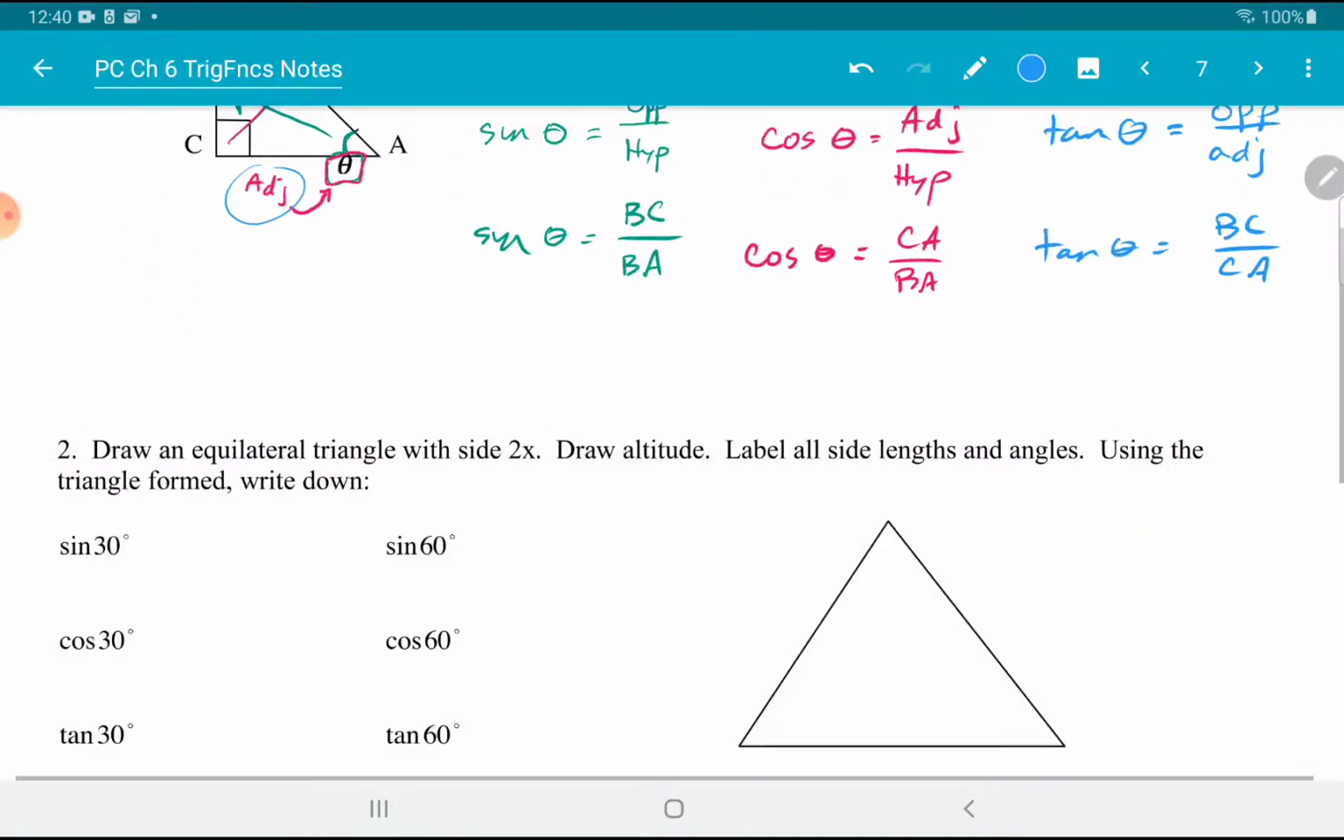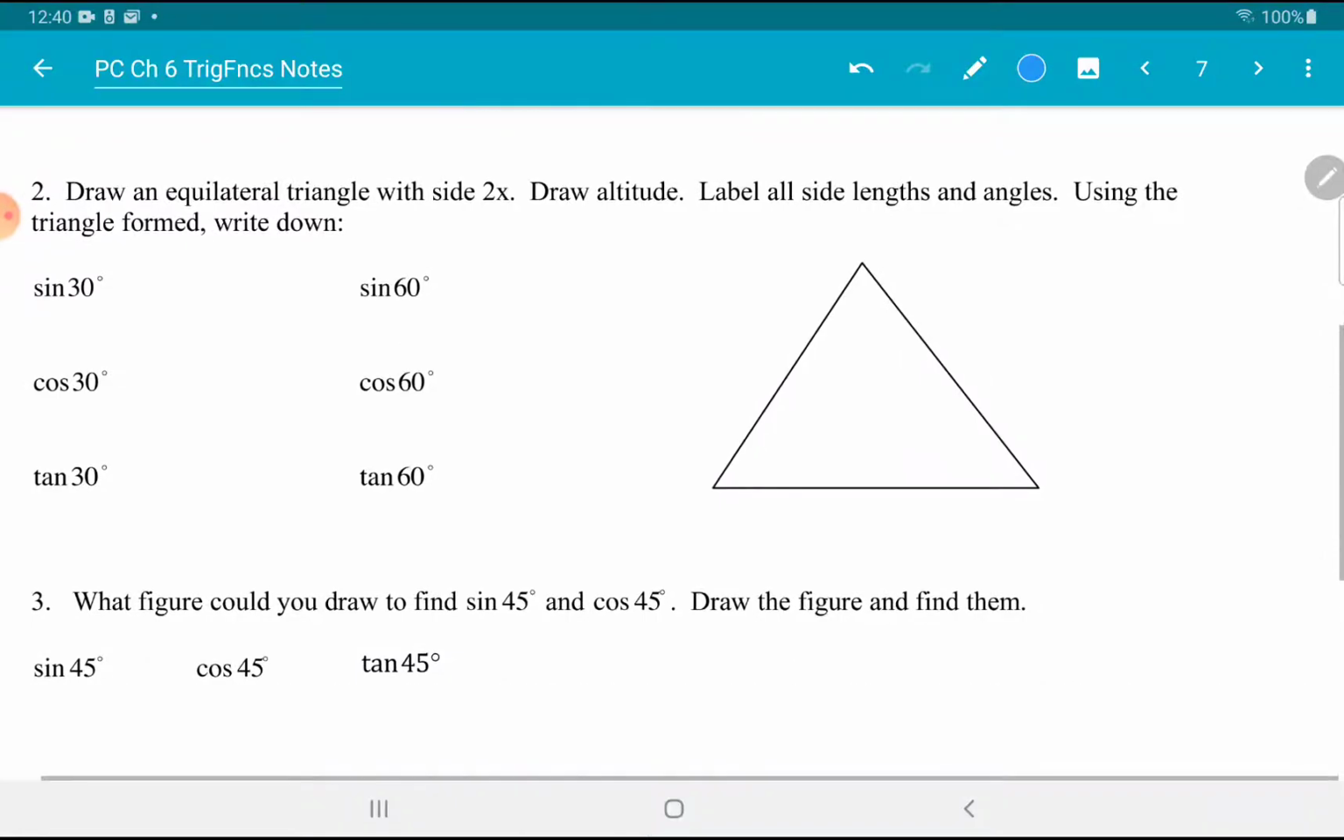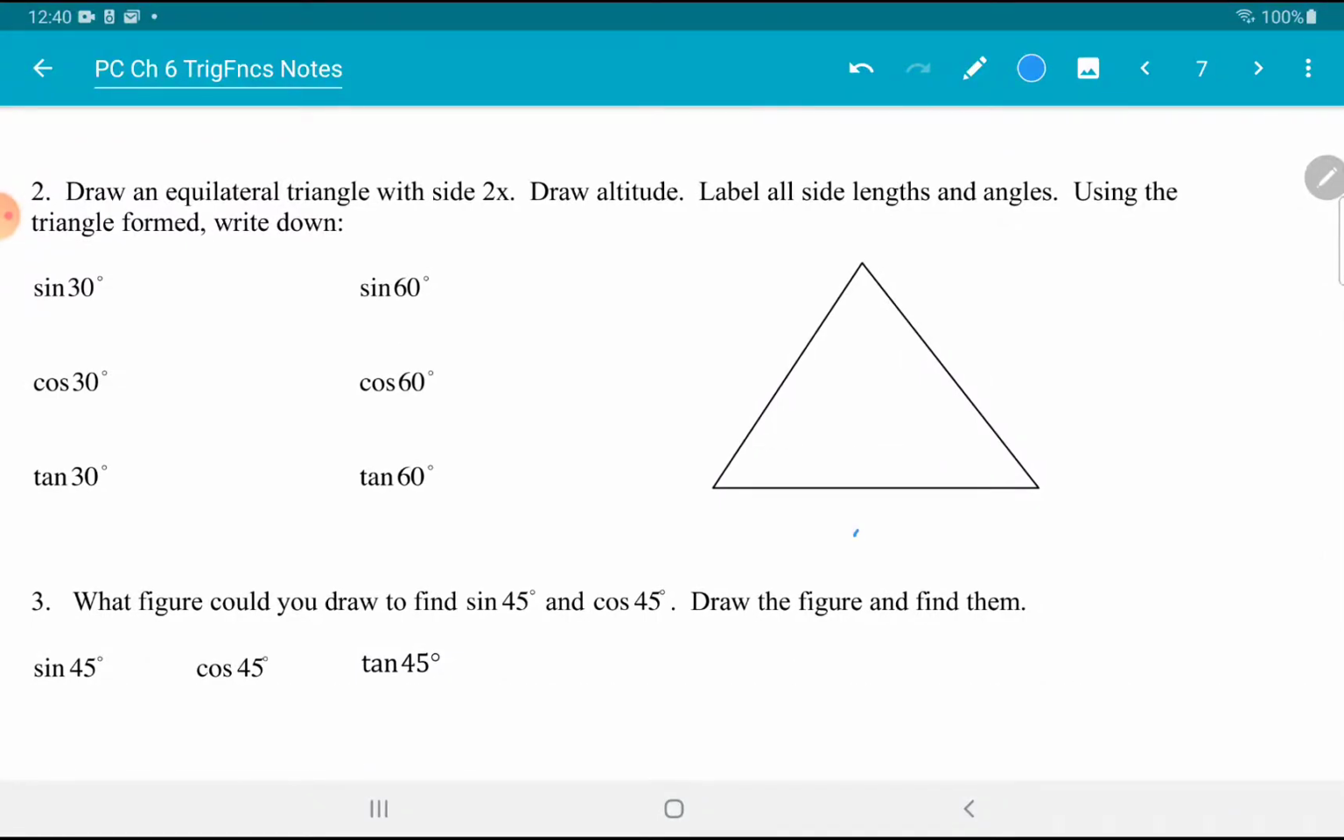Okay, so let's take a look at the next example here. Draw an equilateral triangle with sides of 2x. I'm going to go ahead and label these sides as 2x, 2x, and 2x, because it's equilateral, all three sides are equal to each other. Draw the altitude. So I'm just going to drop an altitude straight down. Altitudes are perpendicular to the base from its highest point. So there's the altitude. And label all side lengths and angles.